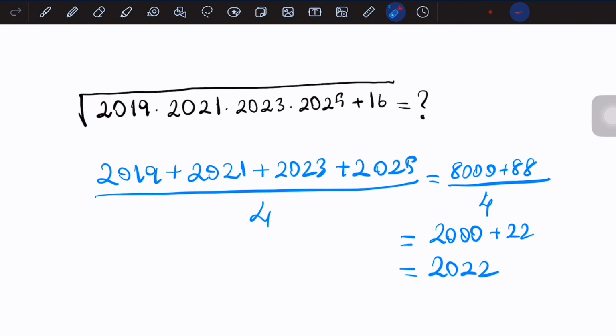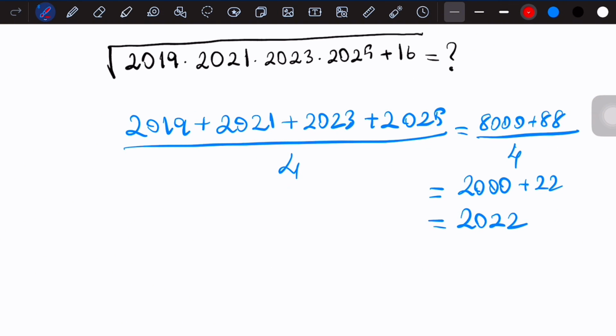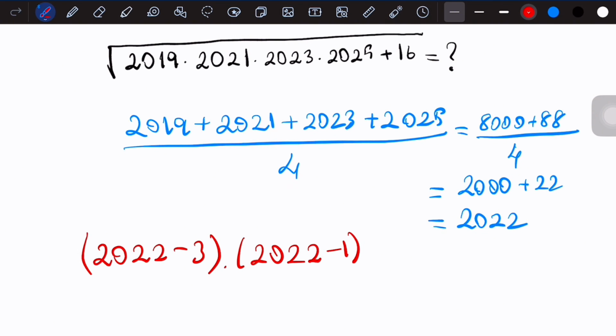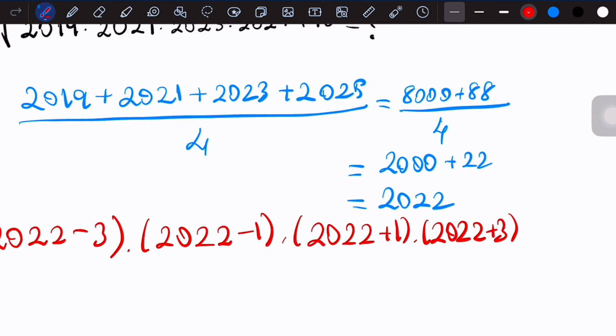Now according to this number I found, let's try to edit the question again and see what we get. How can I write the number 2019 here? If we subtract 3 from 2022, we can get 2019. With the same logic, to get 2021, I'm subtracting 1 from 2022. We add 1 to 2022 to achieve 2023. Finally, to achieve 2025, I add 3 to 2022. But let's not forget, we also have 16 numbers here.